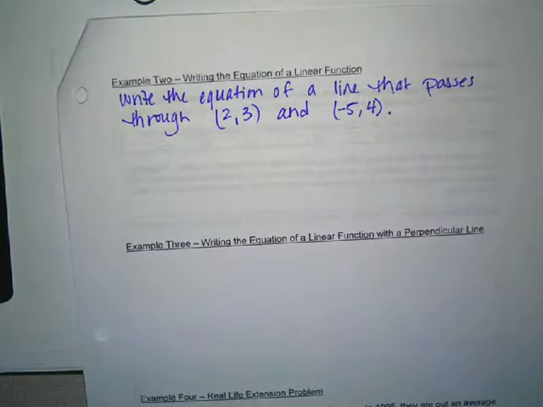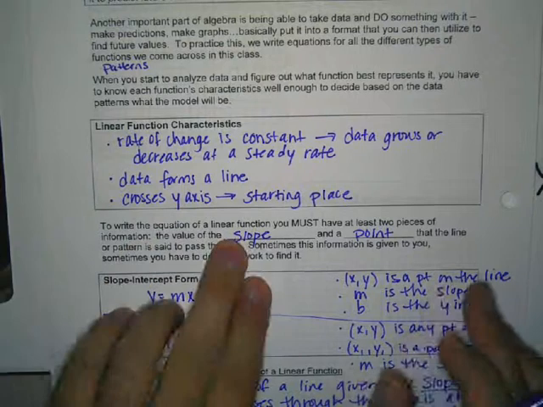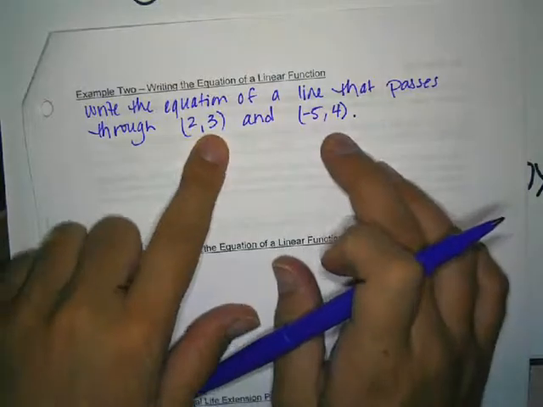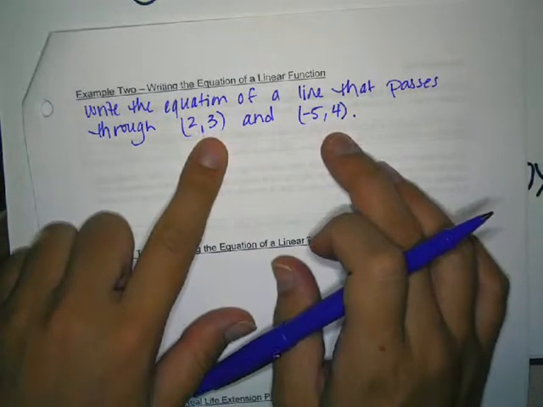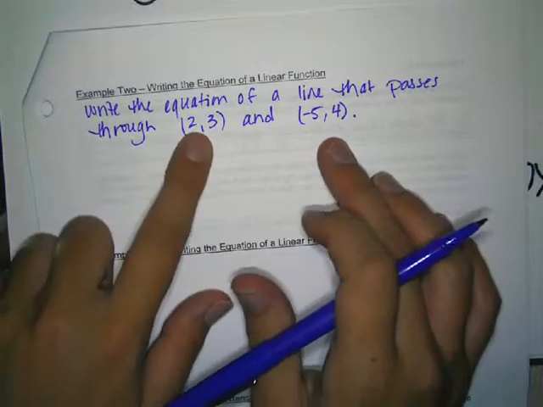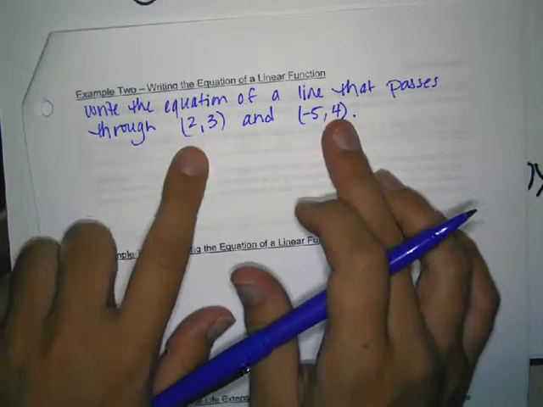Okay. Remember on the previous page I said in order to write the equation of a linear function you have to have the slope and a point. Well, we are given 2 points here. To find the slope, we can find the slope from 2 points. We just have to do an extra step. So I need the slope and a point. I have 2 points. I need the slope.